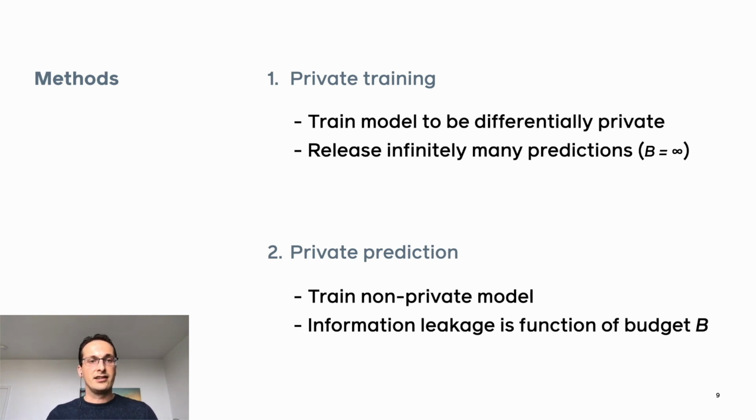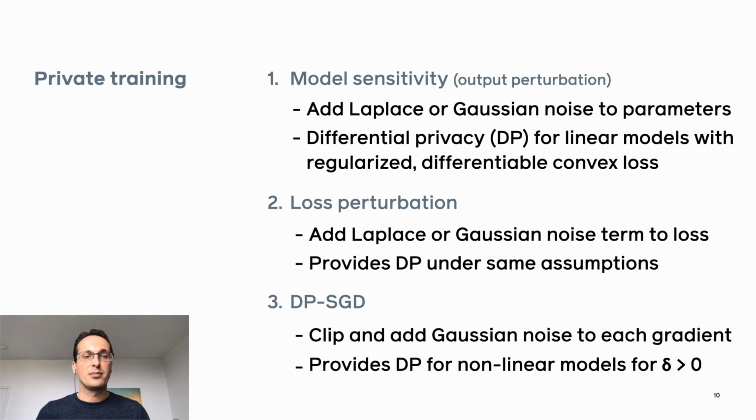The second set of approaches are private prediction approaches. These train a non-private model, but they apply differential privacy to the predictions of the test examples. In these private prediction methods, the information leakage is a function of the inference budget B. In our study, we looked at both types of methods. In particular, the private training methods we looked at are the following three.